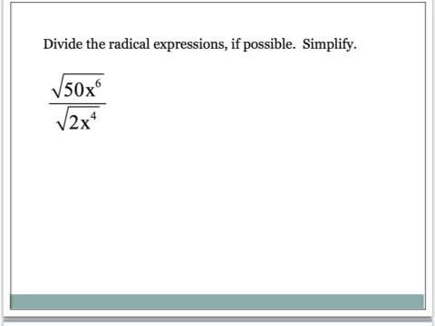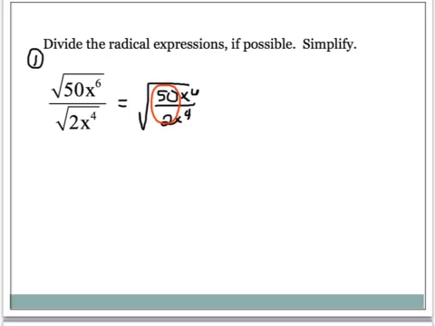Alright, so example 1 says to divide the radicals. We have the square root of 50x to the sixth divided by the square root of 2x to the fourth. And since we have square roots in both the numerator and the denominator, we can rewrite this problem as one large square root. And the radicand becomes 50x to the sixth divided by 2x to the fourth. And now we can go ahead and divide like terms.